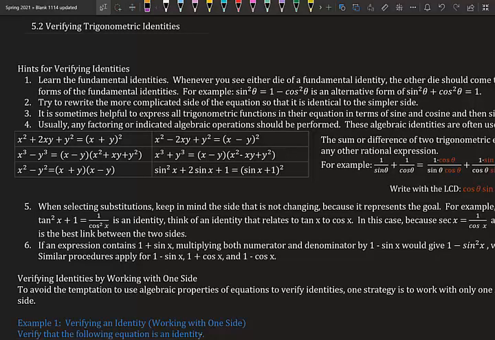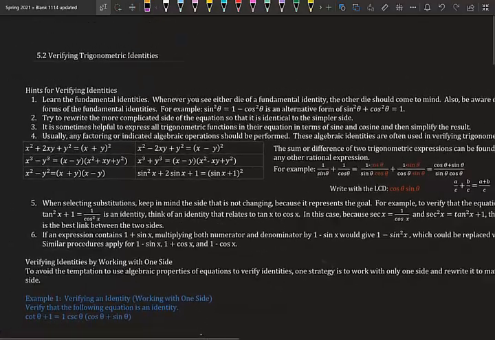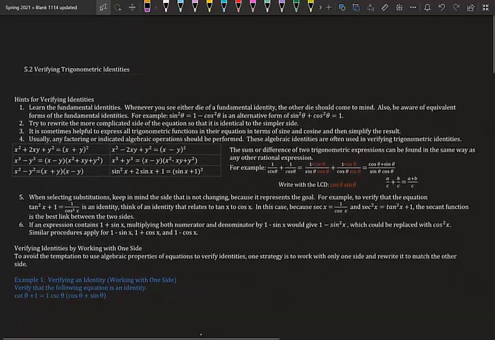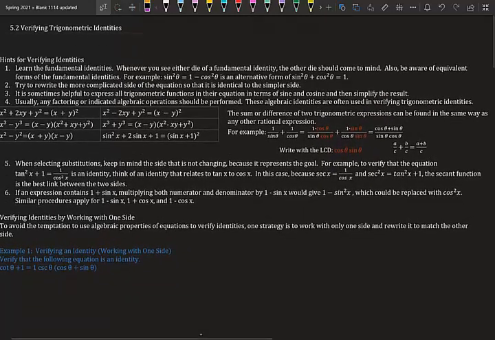5.2, verifying trigonometric identities. Okay, so this is where I can't tell you what to do. There's many ways to do it. This 5.2 is a worksheet, so there's multiple ways that you can do your worksheet. If you come ask for help, I might show you a different way that you never thought of, or you might show me a way I've never thought of. So with 5.2, it's just do the best you can. You have to really think outside the box here.